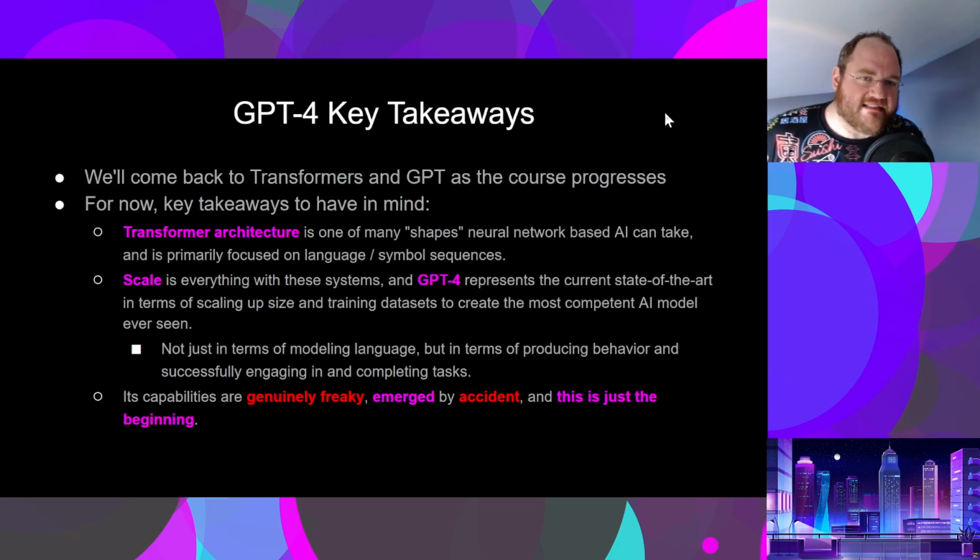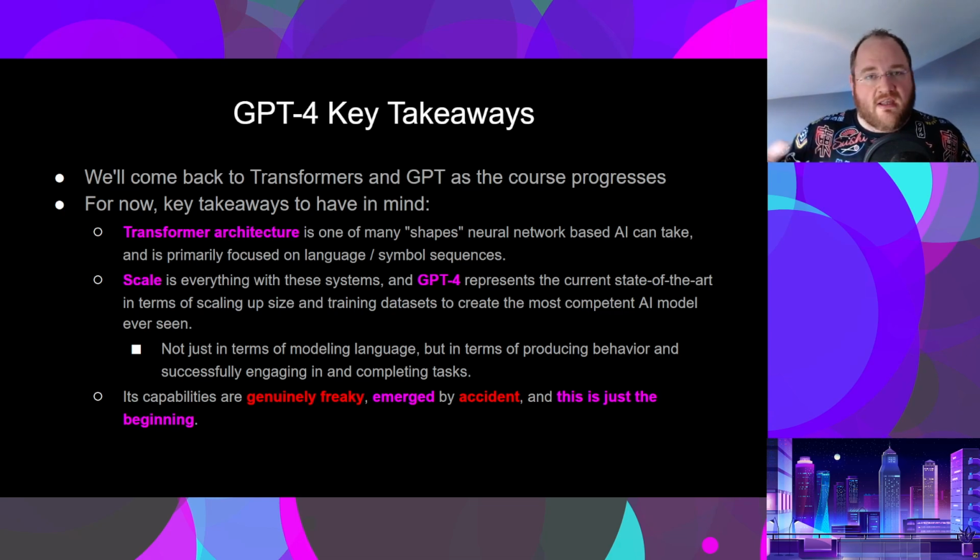So, key takeaways. We're going to come back to transformers and GPT later in the course once we've discussed more of the constituent parts. I mentioned Hebbian learning and nodes in a neural network, and we haven't talked about any of that yet. So that's where we're heading. We will stop by all of these explanatory pieces on the way, and then we'll come back and talk about these things later.